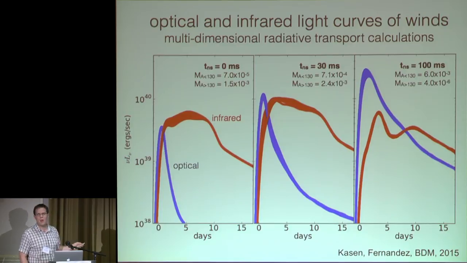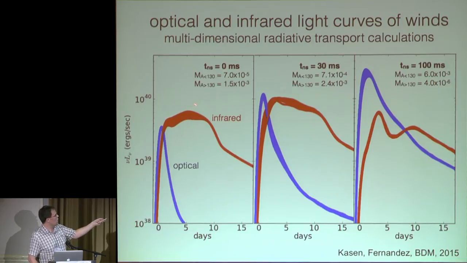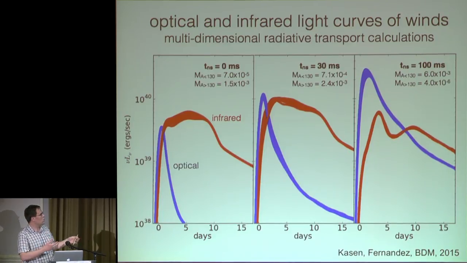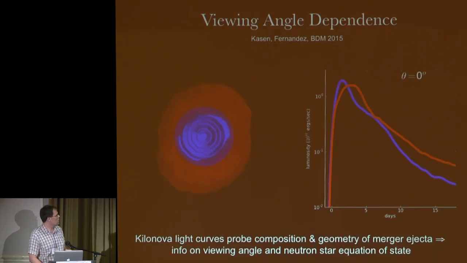So these are radiative transfer calculations from Dan Kasen, where we show the infrared and optical components from the disk, and you could see it, you know, very prompt collapse, it's almost all red, but if the neutron star survives for 100 milliseconds, it could be much brighter on a time scale of a few days, much more amenable to detection. And there will also be an angular dependence of the outflow.